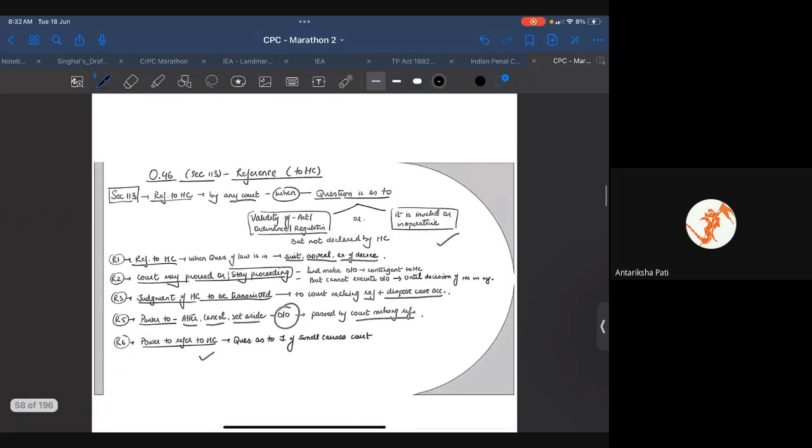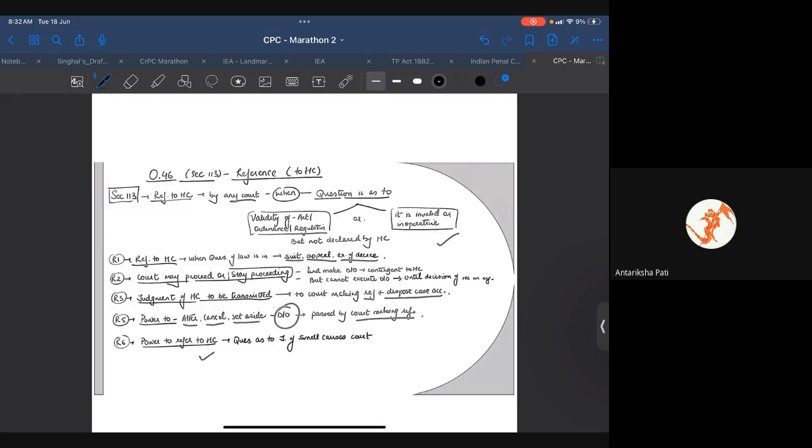Now Order 46, that is Section 113, reference. Also reference is done to the High Court. Here it can be done by any court. So here the court refers it to the High Court when the court thinks that the question is as to the validity of any act, ordinance or regulation, or it is invalid or inoperative, but it has not been declared so by the High Court, then reference can be made to the High Court.